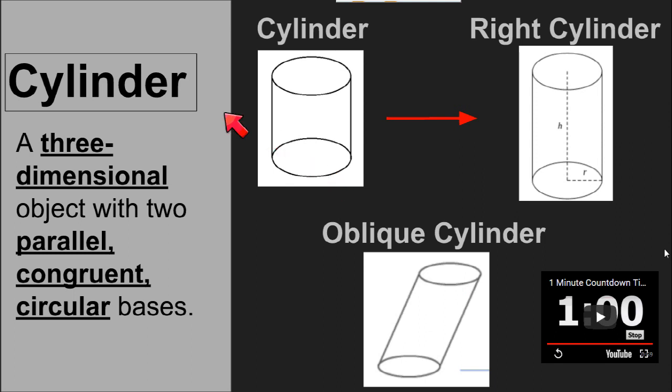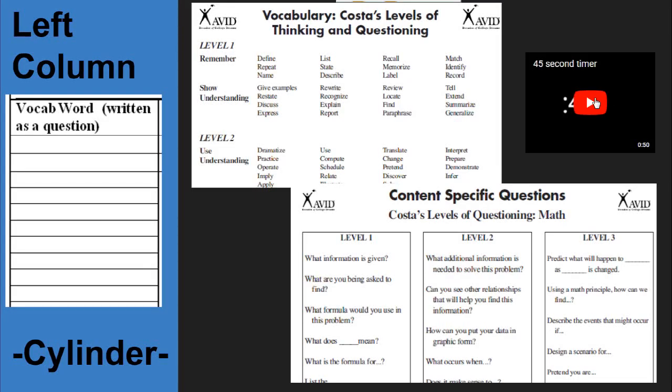Okay? One more time, our word was cylinder. Everybody say cylinder. Very good. All right, let's go on to our question. You have 45 seconds to write your question for cylinder. Again, no repeat questions and no easy questions like what is a cylinder. Ready, go.